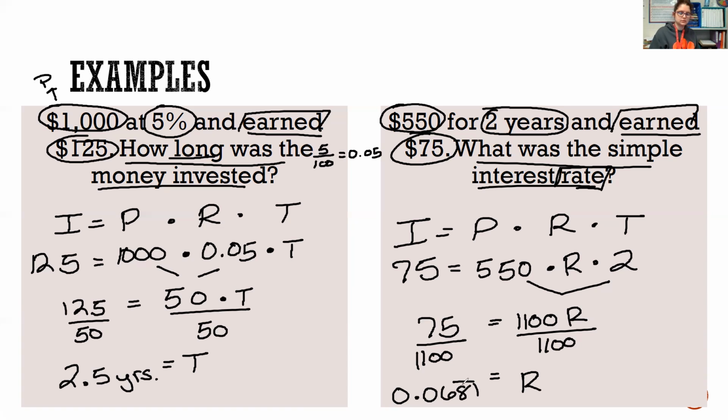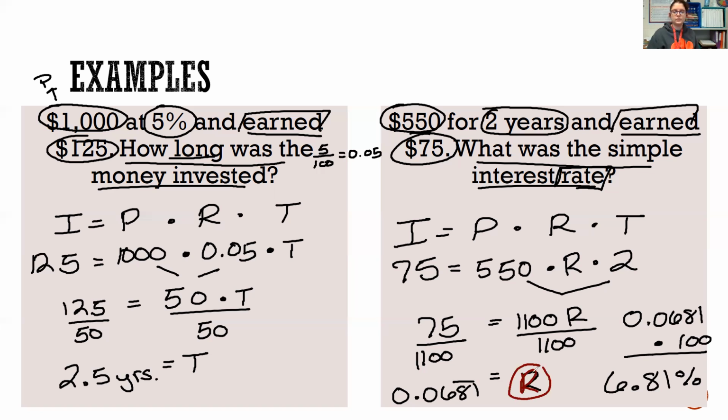Now, rates are still percents. We can't just put a percent sign on the end of this and call it done. We have to multiply it by 100. So 0.0681 times 100 will give us 6.81%. So the simple interest rate was 6.81%. Okay, so this is important to realize that anytime they ask you to find your rate, find R, whatever answer you get, you must multiply by 100 so that you can turn it back into a percent.